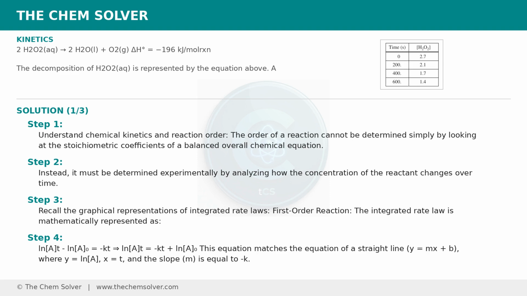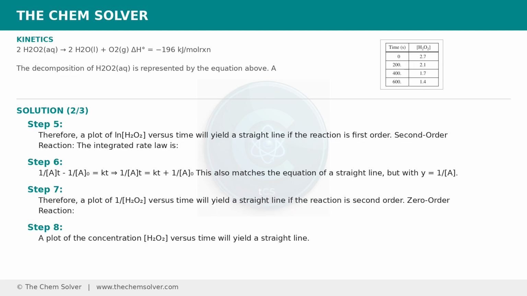This equation matches the equation of a straight line, y = mx + b, where y = ln [A], x = t, and the slope, m, is equal to −k. Therefore, a plot of ln [H2O2] versus time will yield a straight line if the reaction is first order.